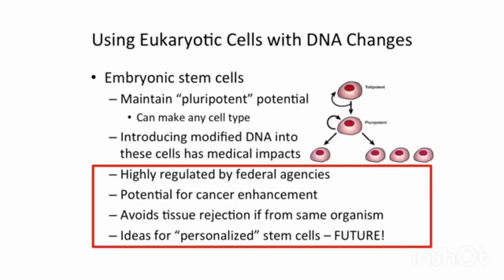The positive side is that tissue rejection may be avoided for transplanted cells if the original cells are from the same organism. Many researchers are motivated by the concept of personalized stem cells that can replace our damaged tissues. But we are only talking about somatic impacts. That is, introducing somatic cells does not affect the germline.